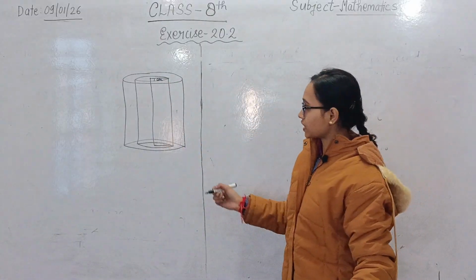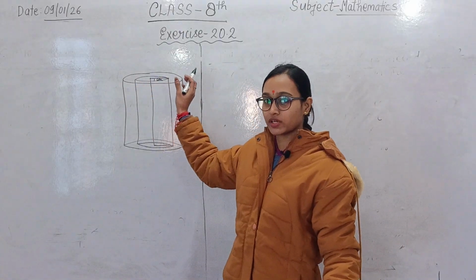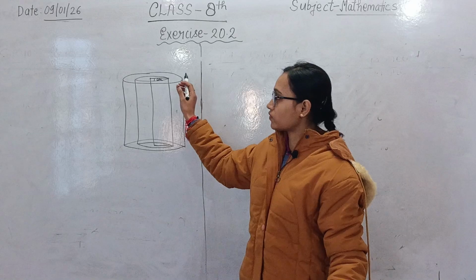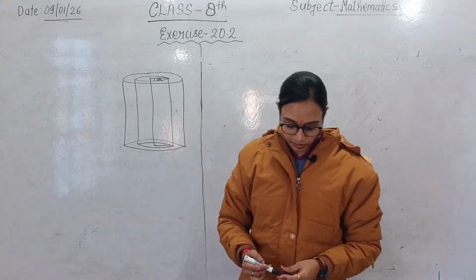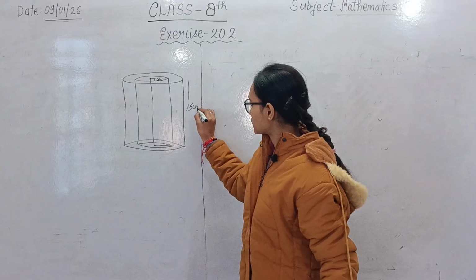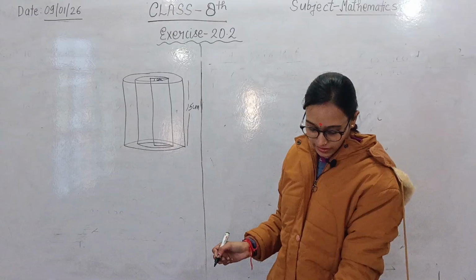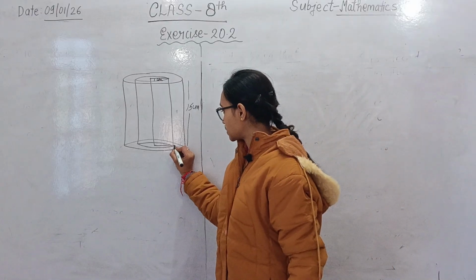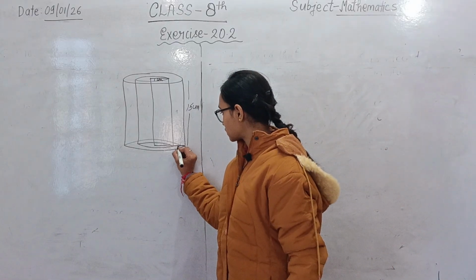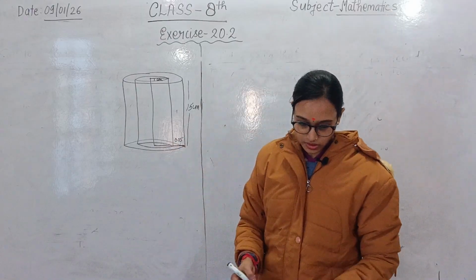External diameter of this hollow cylinder is given as 20 centimeter. So when we calculate the radius, it will be 10 centimeter. Length is given as 15 centimeter. And the thickness of the cylinder is given as 0.25 centimeter. Thickness means this distance.